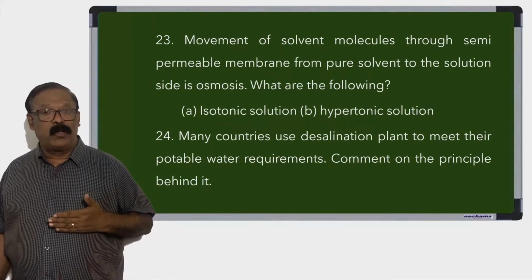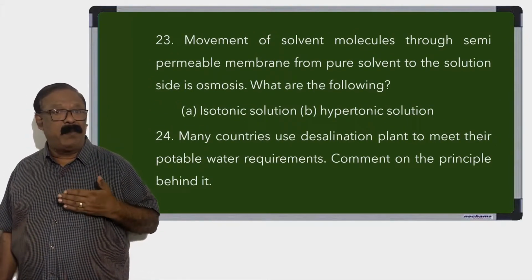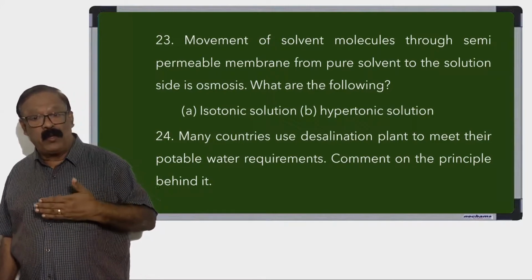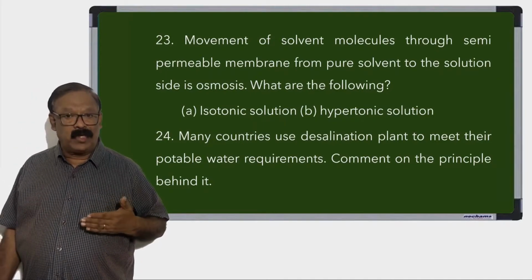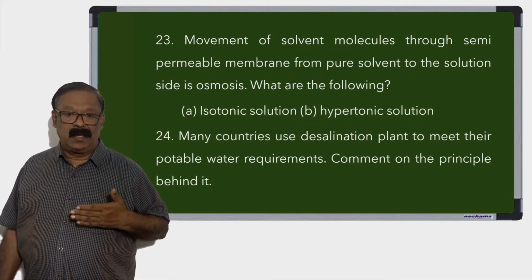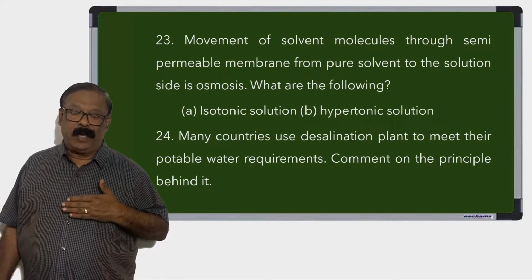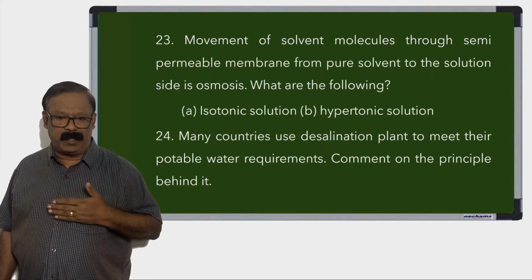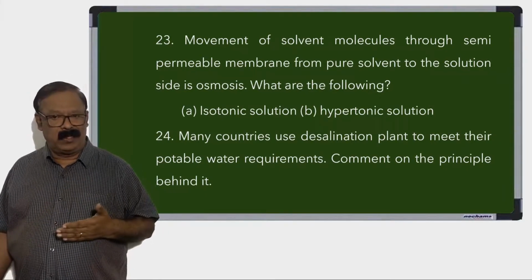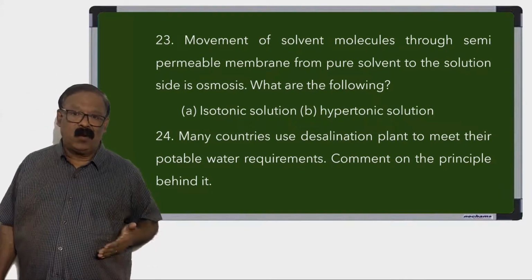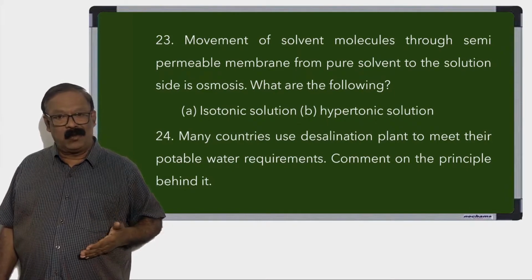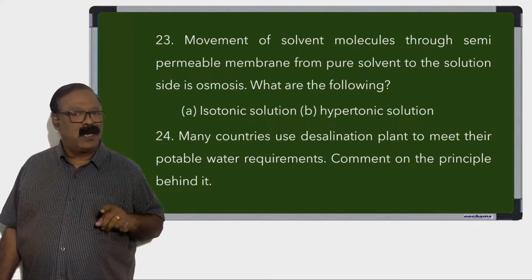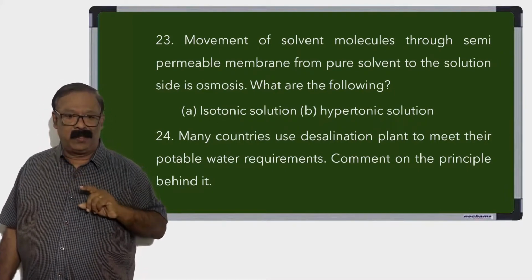Movement of solvent molecules through a semi-permeable membrane from pure solvent to solution side is osmosis. Now, what are the following? Isotonic solution: same osmotic pressure. Then hypertonic solution has higher osmotic pressure. A solution having lower osmotic pressure is called a hypotonic solution.